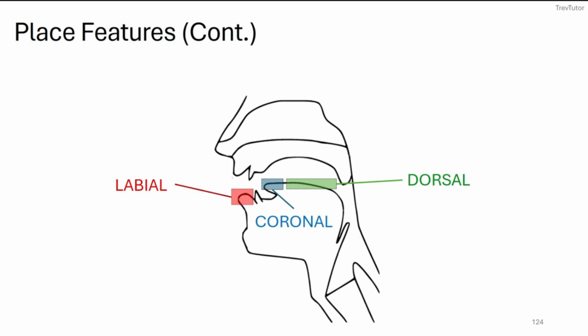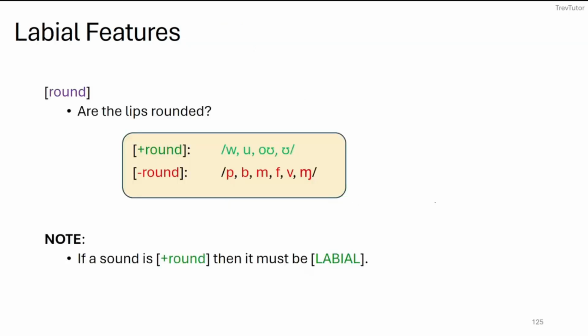So if the bottom lip is used, then it's going to be a labial sound. If the tip of the tongue or the front of the tongue is used, it's a coronal sound. And if the middle or back of the tongue is used, it is a dorsal sound. Note that all vowels are going to be dorsal as well. So if a sound is labial, coronal, or dorsal, there will be other features that come along with it.